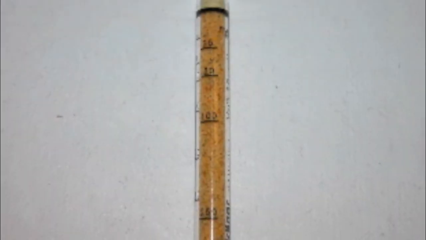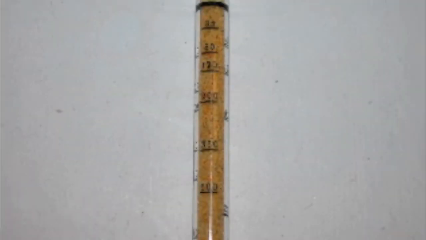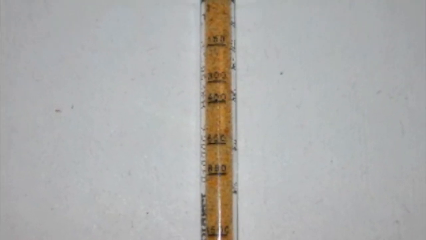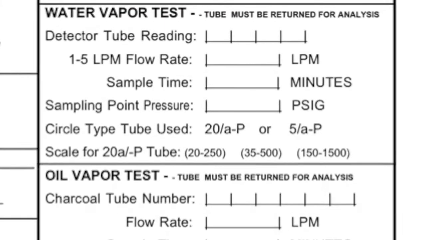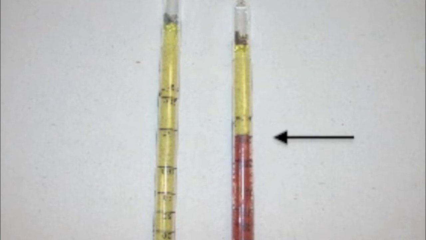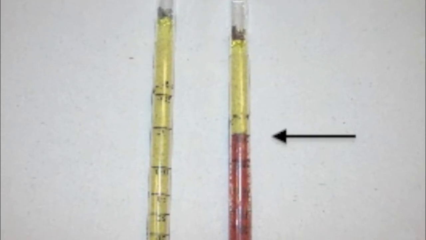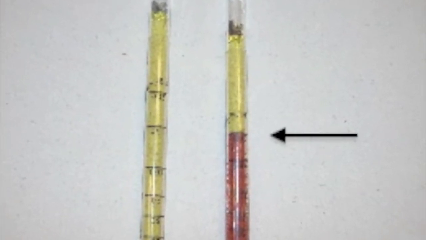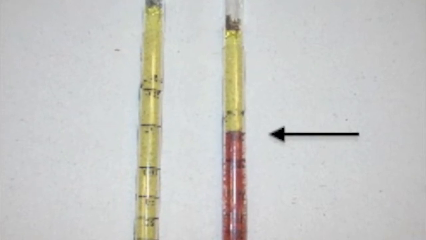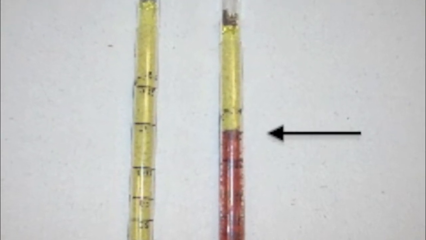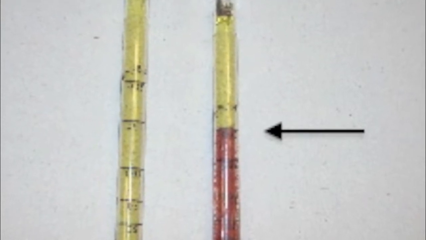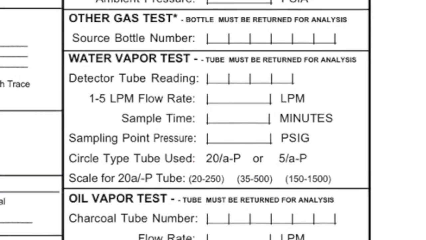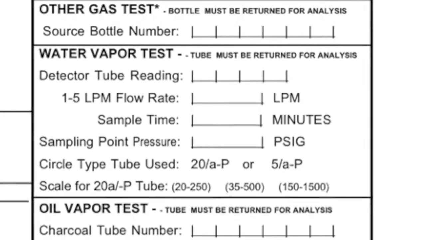Please note, if sampling with the 20 AP tube, it has 3 scales. Use the scale that is closest to the color change, making sure that you circle which scale you used on the datasheet. At any time during the test, if the color changes to a grayish reddish brown and reaches the last line on the detector tube before the end of the allotted time, stop the test and record the number associated with the color change on the tube and note the length of time the test actually ran.